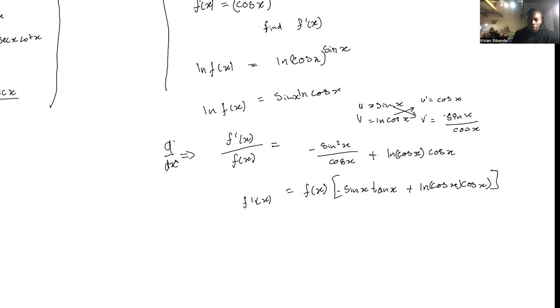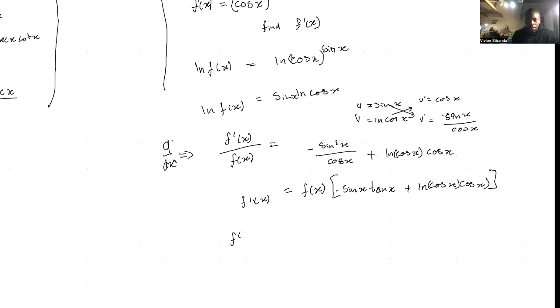So f derivative of that will be given by, what was the original one? Was cos of x to the power of sine of x times... let's just write ln first since it's positive. Ln of cos of x. And then this will be cos of x minus sine of x tan of x. Okay, so now this is your final answer for your derivative.